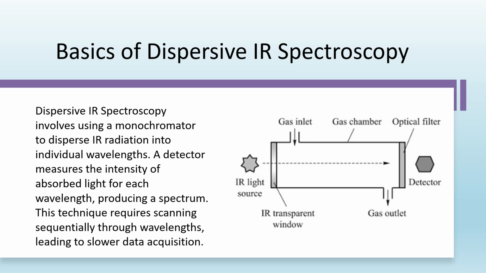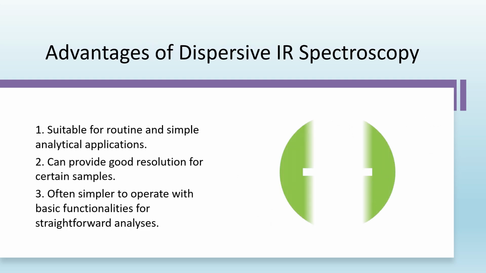Because the system scans through the wavelengths one at a time, it takes longer to acquire all the necessary data. This sequential scanning process is what makes dispersive IR a bit slower compared to other modern techniques. Dispersive IR spectroscopy has its own unique set of advantages, making it a valuable tool for certain applications.